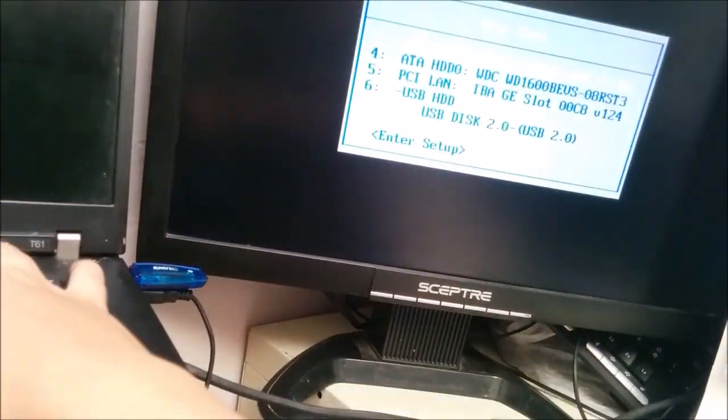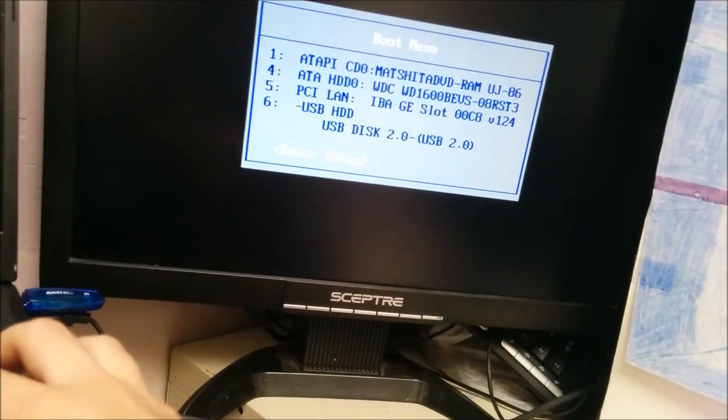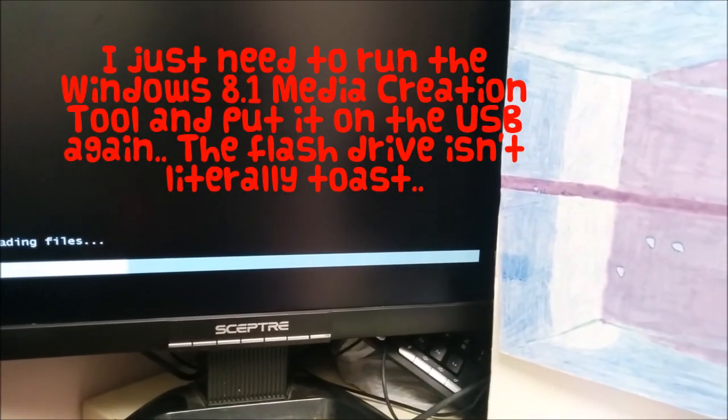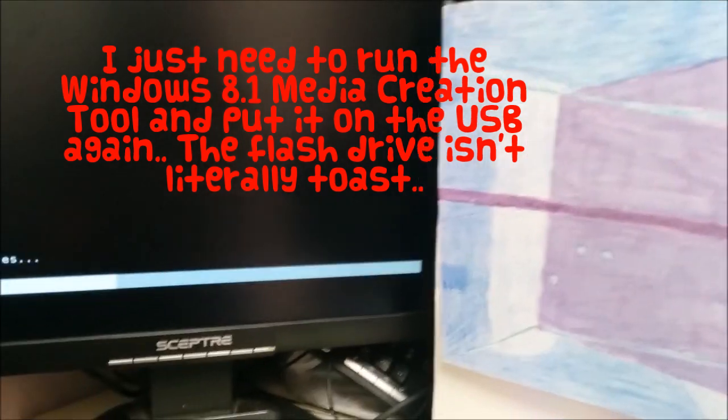The other flash drive. Not the one I just put in now. I put in a blue one. The green one is toast. The green flash drive is toast. The virus overwrote it. Yes or no?